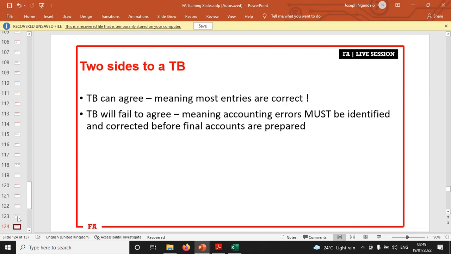So, these two sides of the trial balance must be anticipated. I think the second side here is the one that is problematic. Even the first one, we said it doesn't mean that when the trial balance agrees, everything is right. Yeah. Human beings will always make mistakes.